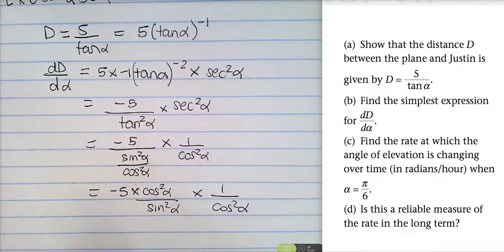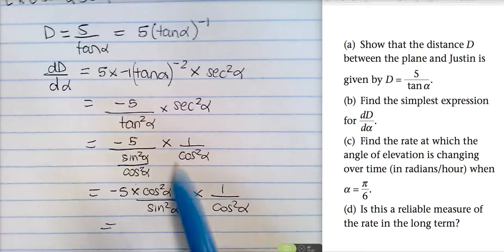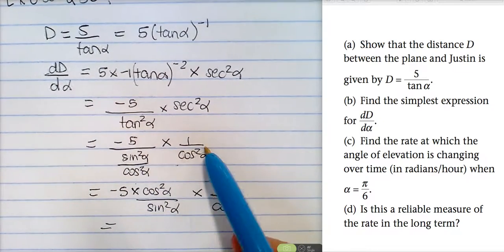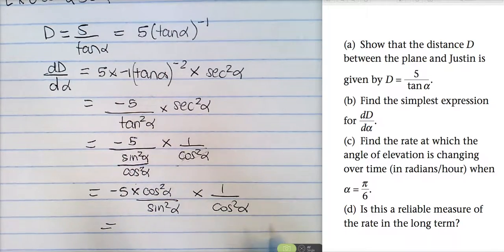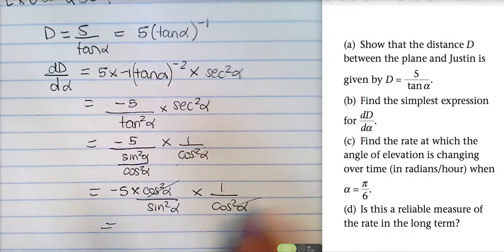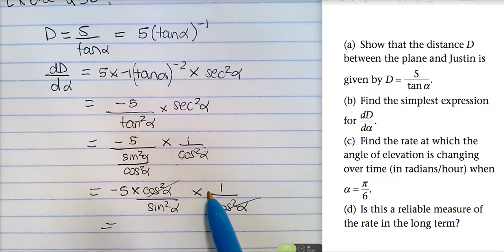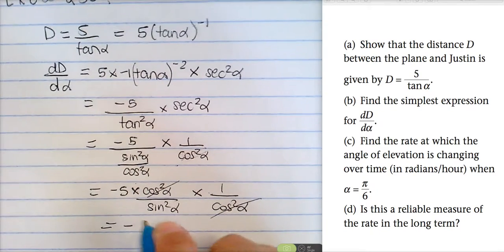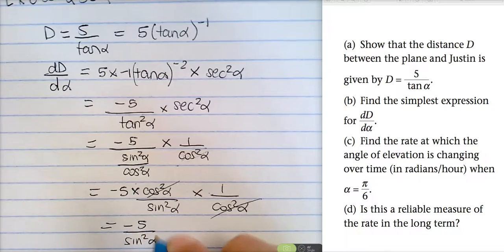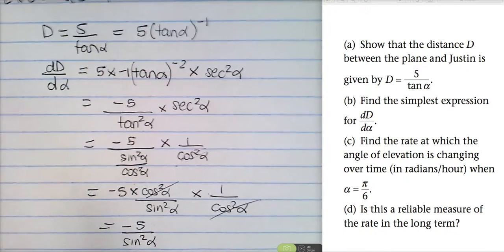Are we okay with that? So the cos squareds do cancel, but I would have just been very very careful doing it there. So they do cancel, only because there are multiplication symbols between everything. So we've got negative 5 over sine squared alpha. Okay? Be really careful with that.